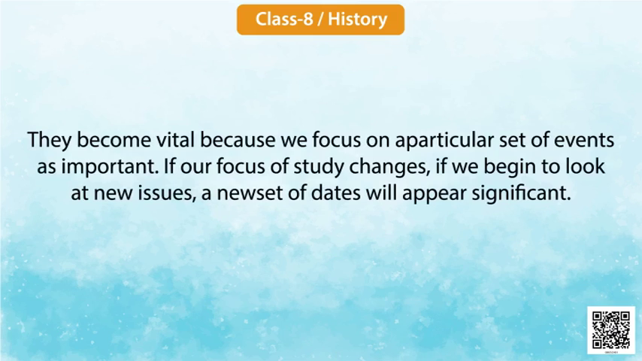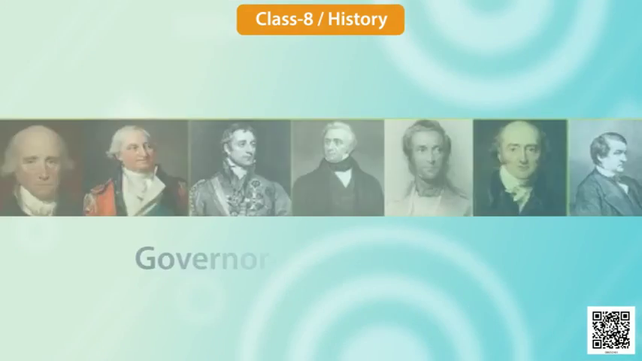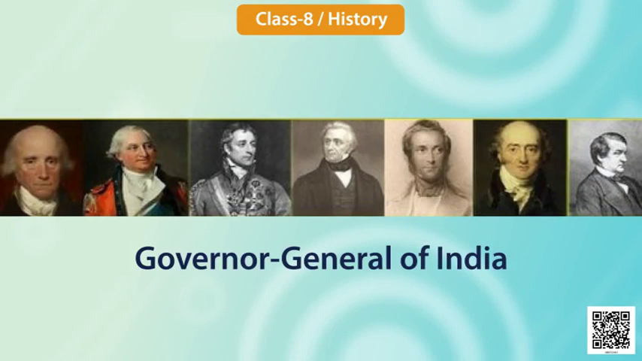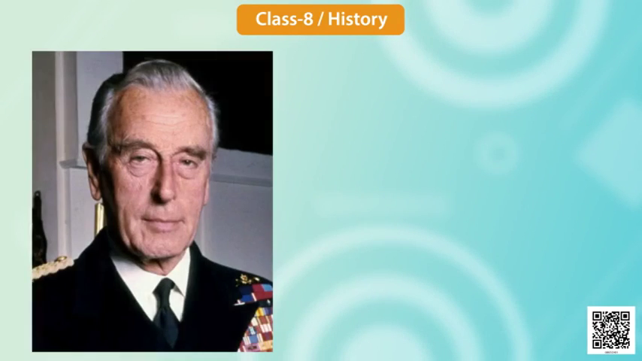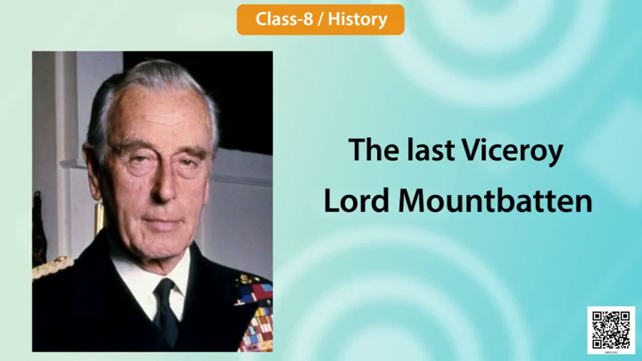If our focus of study changes, if we begin to look at new issues, a new set of dates will appear significant. Let's take an example. In the histories written by British historians in India, the rule of each Governor General was important. These histories began with the rule of first Governor General Warren Hastings and ended with the last Viceroy, Lord Mountbatten.